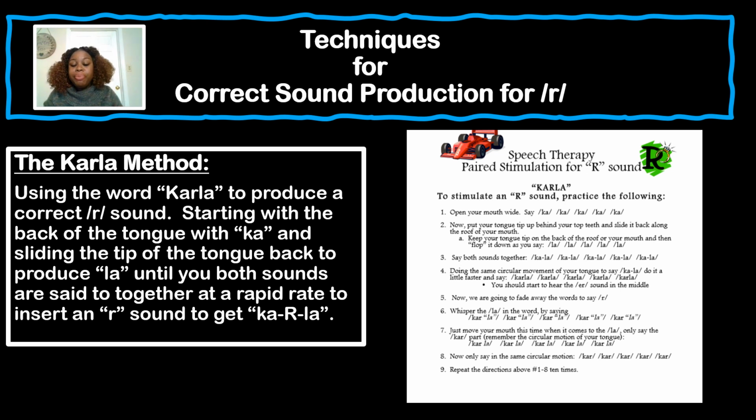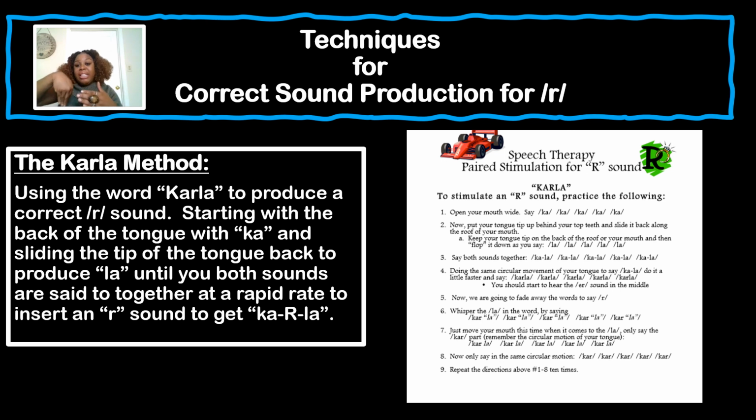Then eventually, you get the child to combine both of those together: kala, kala, kala. And eventually, they're going to go faster. The repetition and speeding up the pace naturally leads into that R sound, because going from that K sound, sliding your tongue back into the L sound creates that hump for R.